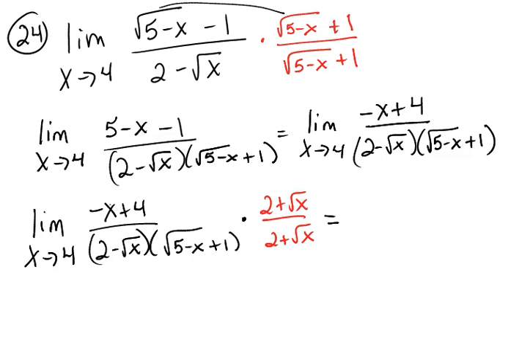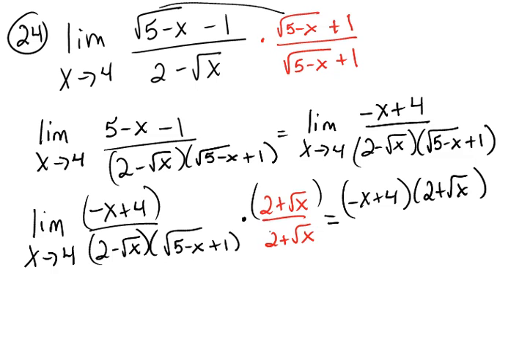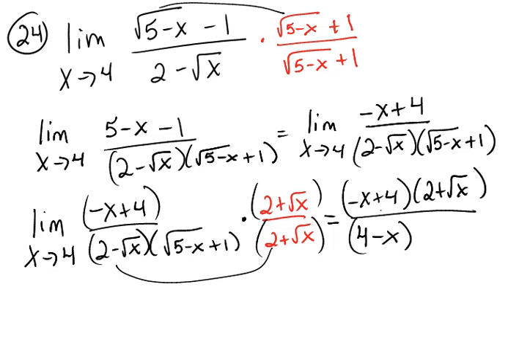And so then this is equal to negative x plus 4 times 2 plus the square root of x. Now when I FOIL this out, I'm only going to FOIL on this first part, because that's what you're hoping for. So what you'll see is you'll do the 4, and then you're going to get minus x when you multiply that out. And then you'll still have this square root of 5 minus x plus 1. Okay, so notice you have 4 minus x, and you have negative x plus 4. So yay, we got something that cancels.